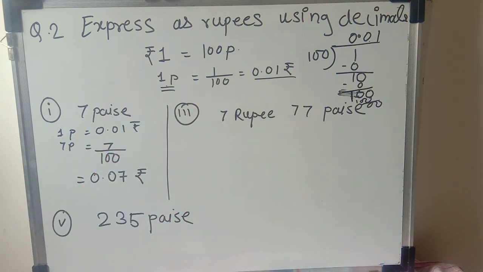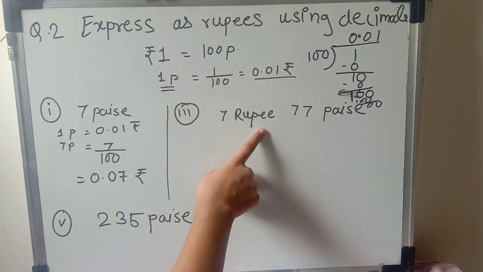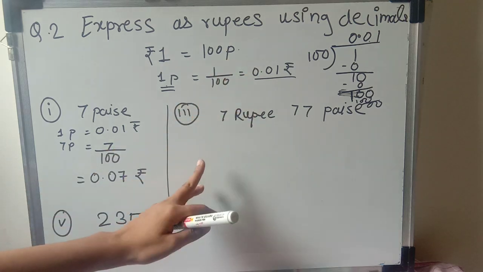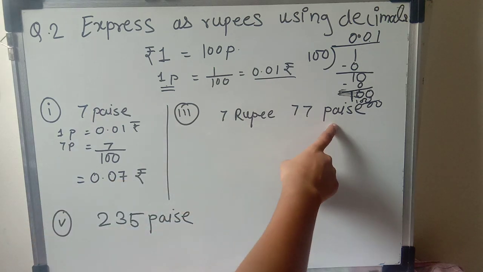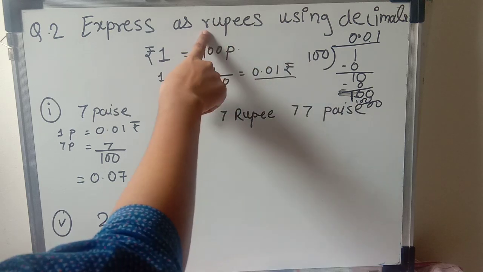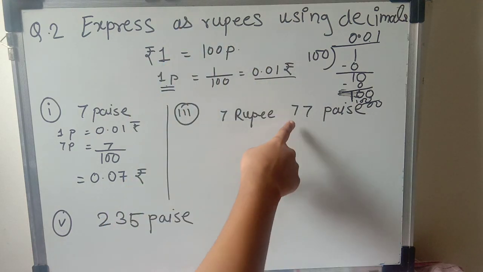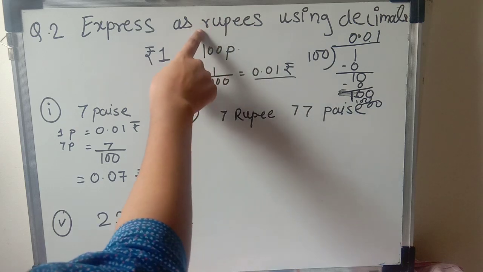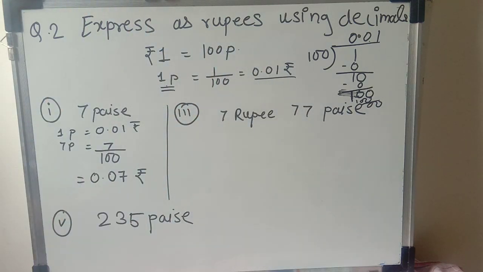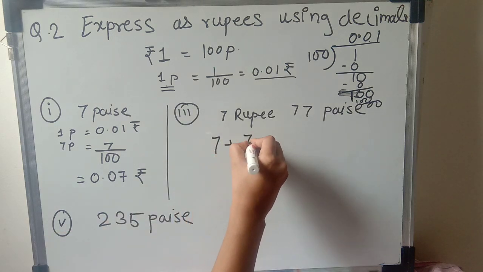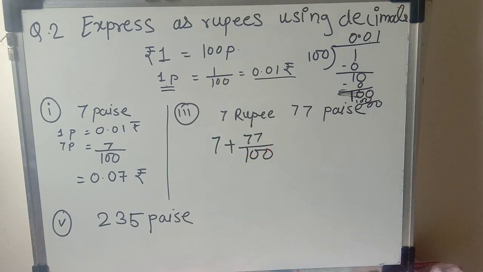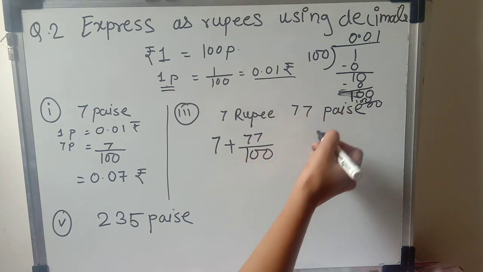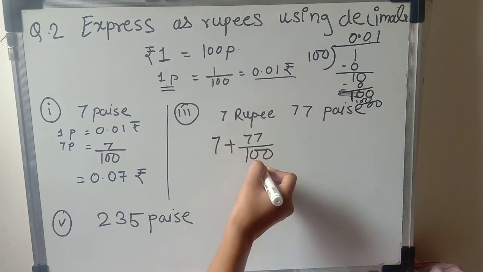Okay, now let's see the next example. Here also 7 rupees is there, meaning this 7 is already in the form of rupees, so there is no need to change this one. What we have to change is 77 paisa. So this 77 paisa we have to express as rupees. How? Let's see. Whenever you have to express paisa into rupees, remember students, you have to divide that number by 100. So here 7 plus 77, and I will divide 77 by 100 because I have to convert this paisa into rupees, and 1 rupee means 100 paisa, that's why I am dividing.